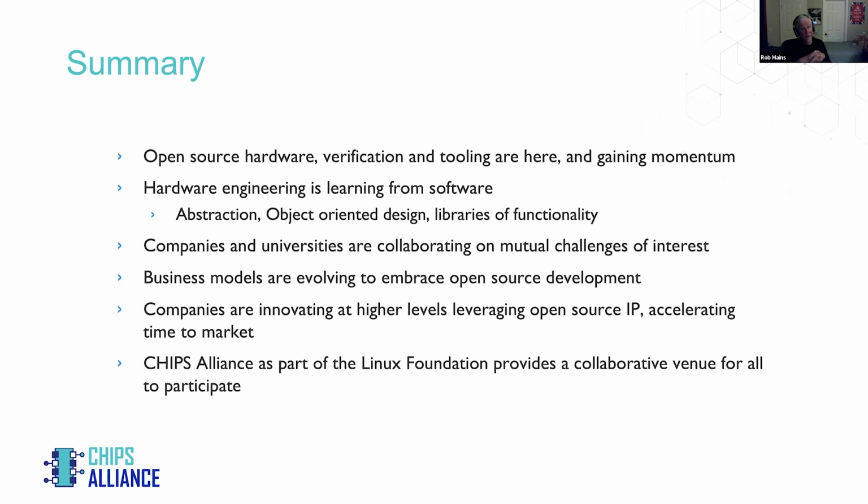Companies and universities are collaborating on mutual challenges of interest, and business models are evolving as well to help change the way things have been done in the past, to go more towards a services type of company to provide support for open source, similar to what Red Hat did with Linux. And companies are now innovating at higher levels, leveraging open source IP, which helps them to accelerate their time to market. And CHIPS Alliance, as part of the Linux Foundation, is really providing the collaborative platform to help all of this happen. So that concludes my talk.